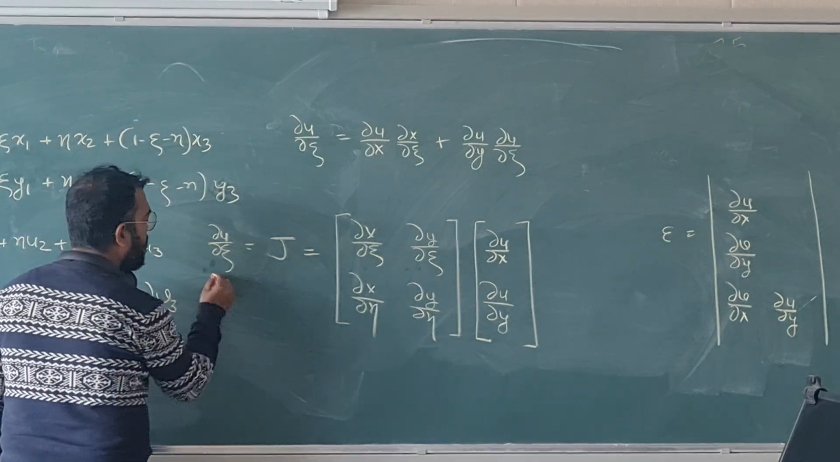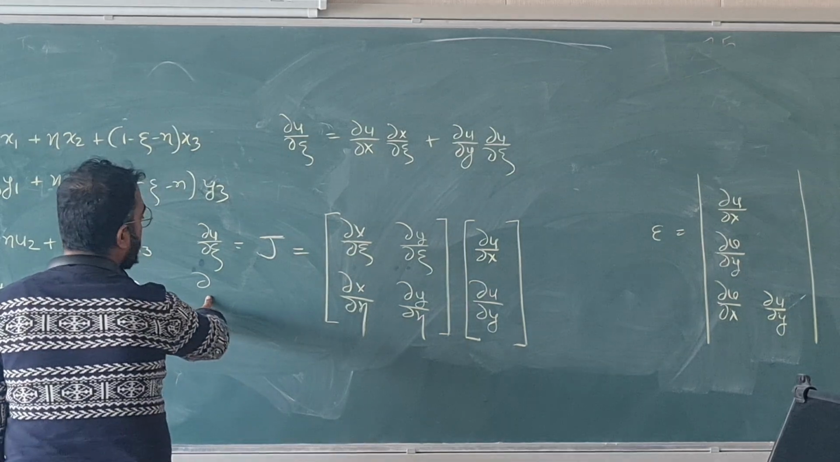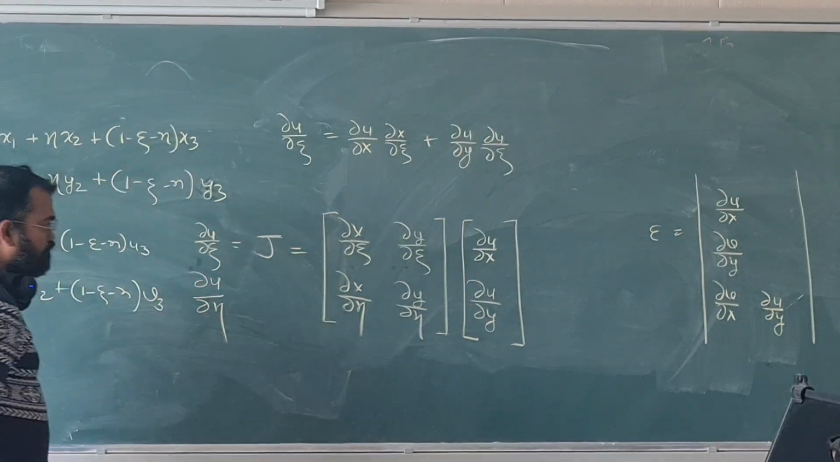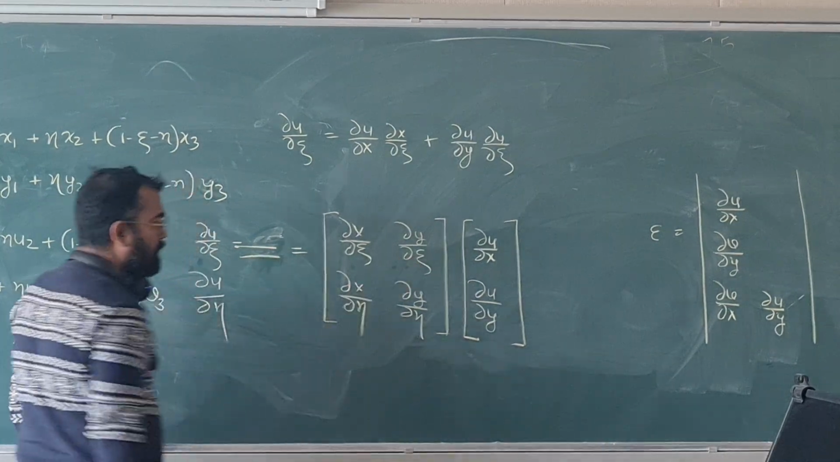Right? So here I will have del u by del epsilon, and then I should have what? Del u by del eta also. So this will be equal to this into that.